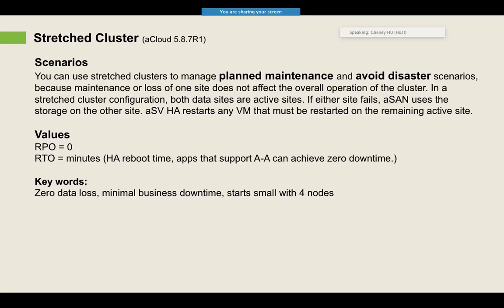Keep in mind that stretched cluster can achieve 0 data loss, 0 business downtime protection for customers' mission-critical applications. And for Sangfor aCloud stretched cluster, we can start with 4 nodes. That means 2 nodes at each side to construct this stretched cluster. It starts small and you can scale big. The maximum cluster size can be as big as 24 nodes. That means each side will have 12 nodes.